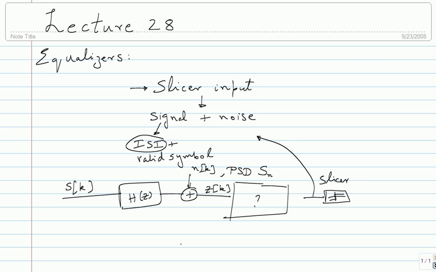But theoretically, how do you define mean square error? You define error as the slicer input minus Sk. This was my error symbol, and mean square error is the mean of the square of this.